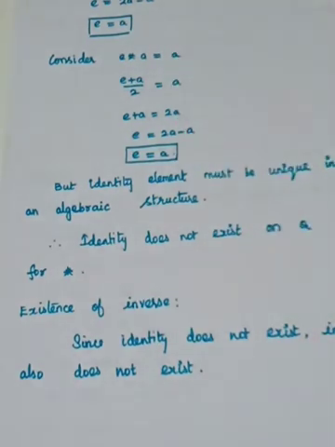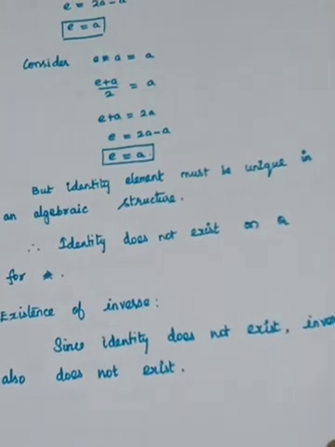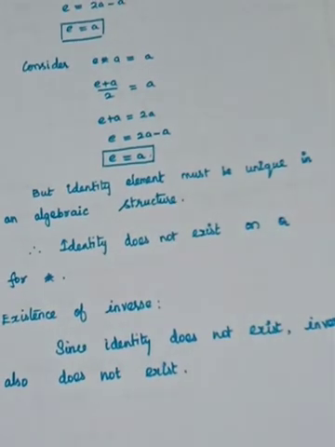But you see that if you consider a as 2, it means the identity element is 2, because e is equal to a. If a is 3, it means the identity element is 3. If the element changes, the identity element also changes. But according to the uniqueness of identity, for all the elements in the set, the identity element is unique. So therefore, here the identity element is not unique. It changes as the element changes. So therefore, identity does not exist on Q for asterisk.